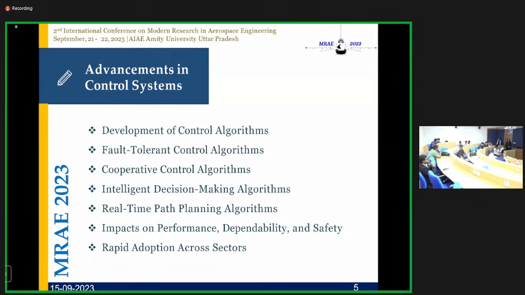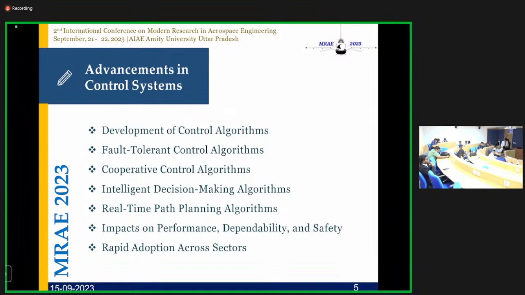So now I'll be talking about the advancements in control systems that have been made throughout these years. There have been adaptive control algorithms for real-time adjustments, fault-tolerant algorithms for system reliability, cooperative controls for multi-UAV collaboration, intelligent decision-making for autonomy, etc. These advancements boost UAV performance, ensuring stability in dynamic environments. Fault-tolerant controls keep UAVs safe in case of component failures.